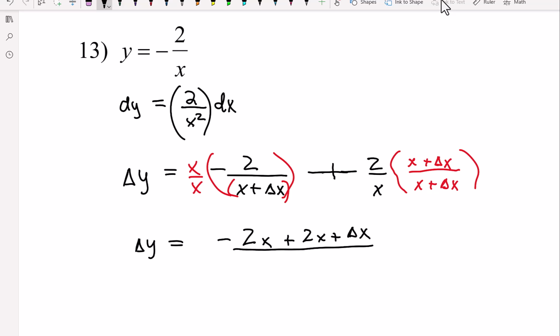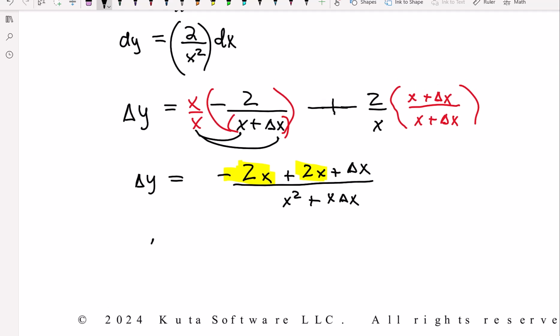All of that is over. Then down here we can do the distributive. x times x is x squared, plus x times delta x is x delta x. And in the numerator, those two things cancel each other out. So the final delta y is delta x over x squared plus x delta x.